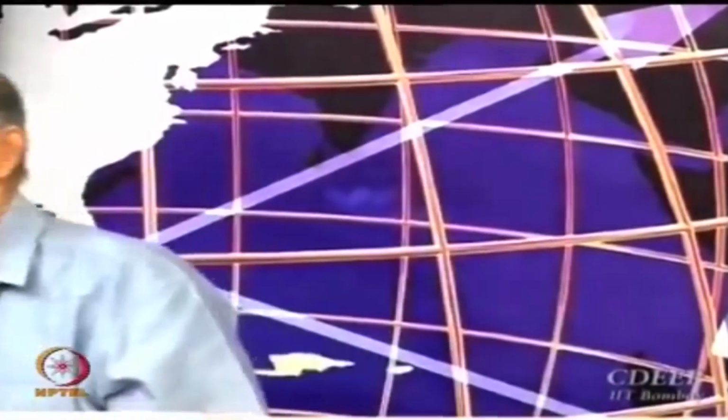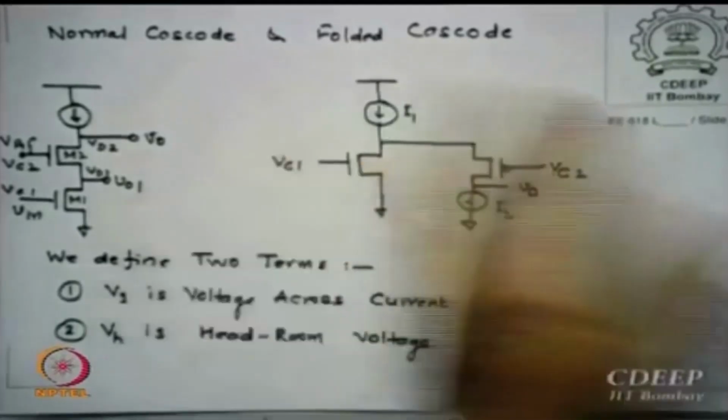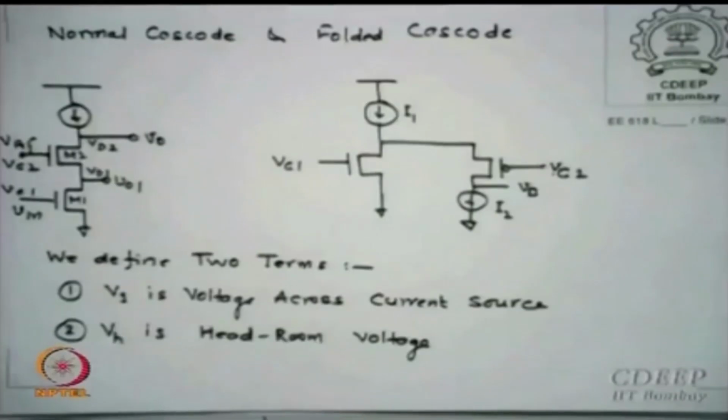There are two ways of doing this cascoding. One is called normal cascode, the other is called folded cascode. The right is folded, left is normal. What is the difference I did? Here both transistors were N channels. The common gate amplifier transistor was also N channel and the driver was also N channel.